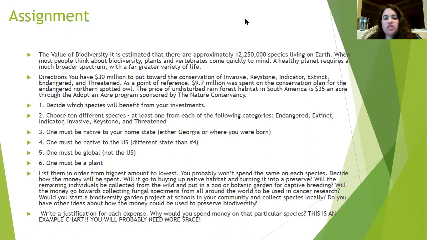And then you're going to write a justification for each of your expenses. So if you're planning to spend $10 million on the conservation of pandas, and the way that you're going to conserve them is by education in a school system about the panda, and then conserving their habitat, and you're going to spend all that money on that. Why is that important, or how you're going to spend your money, and why is that species so important to spending that money? Is that species a keystone species for a particular community or a particular ecosystem? Okay.